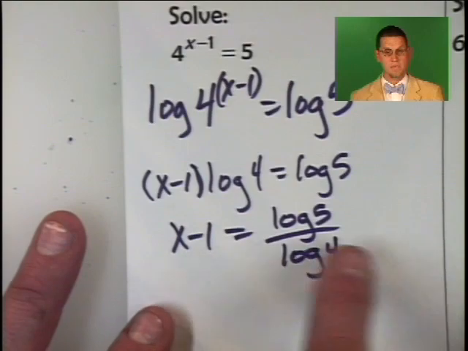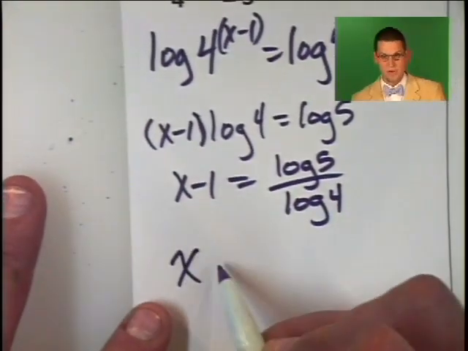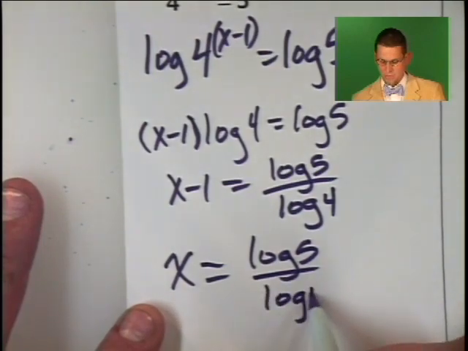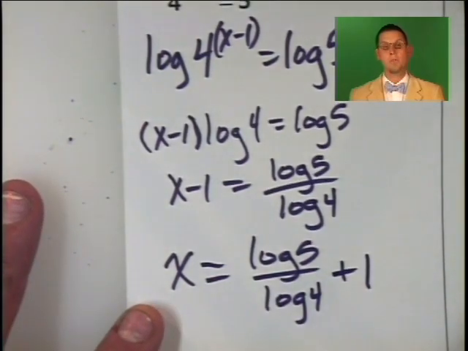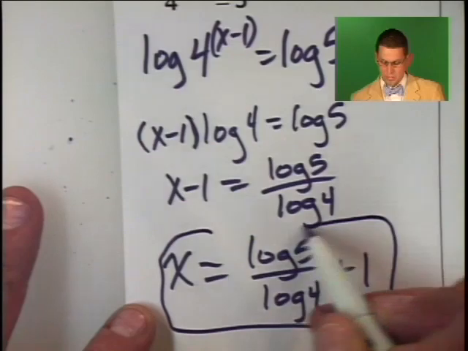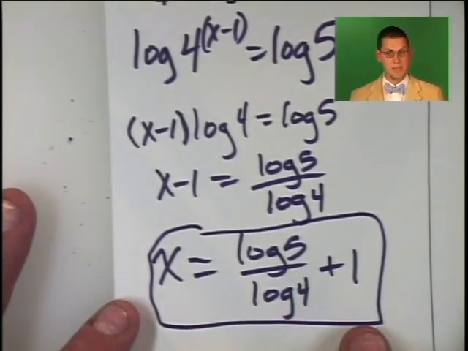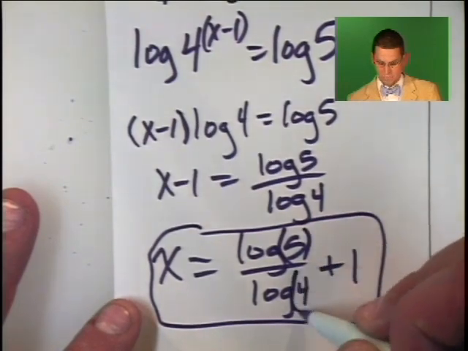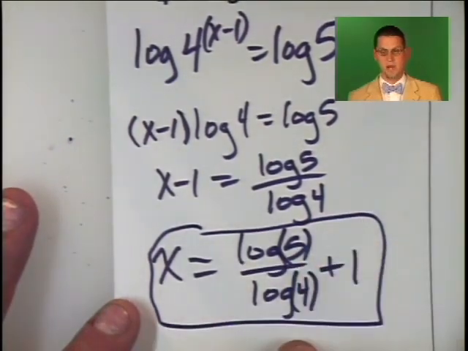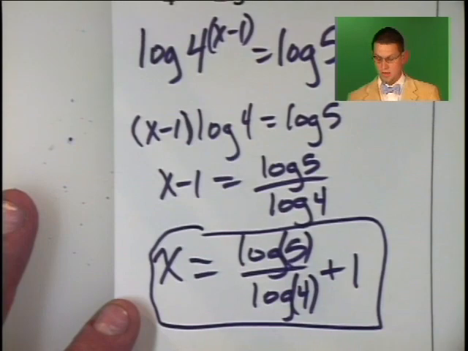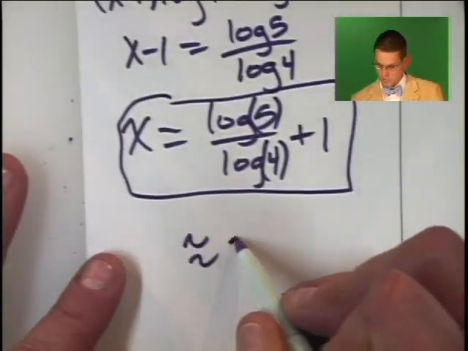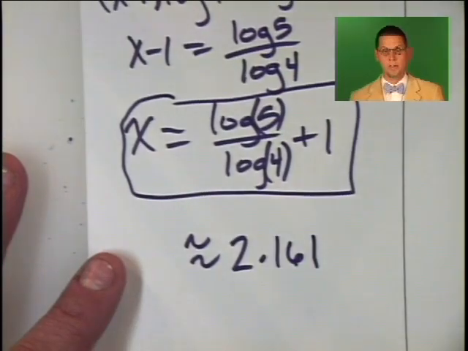And then all I have to do to solve for x is add 1. So we get this final answer, x equals log of 5 divided by log of 4 plus 1 more to boot. And that right there is a simplified exact answer. You can plug that into your calculator, hitting your log button. Just be careful to close the parentheses after you punch in a 5 and a 4, and then add 1 to the end, and you will get this number. It's approximately, down here, 2.161. So I hope you're getting that.